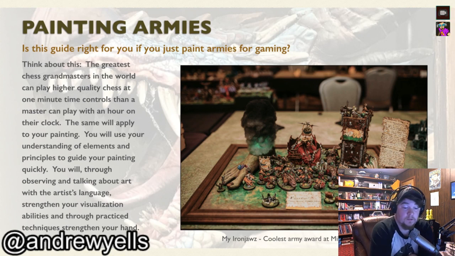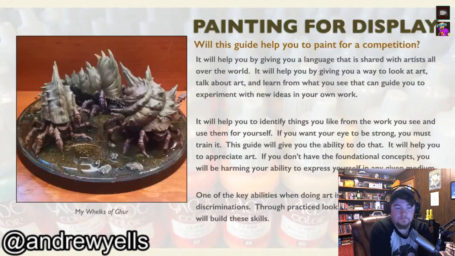You can use your understanding of elements and principles to be a faster painter, because then you don't have to sit around thinking of ideas. You just go, go, go, because you're getting ideas as you're going. You're using kind of shortcuts. If you use artist language, you're going to strengthen your visualization, imagining what's going to happen as you are painting a given model, how you can reach your end goal faster through practicing your eye and your hand together. You're going to paint faster and better.